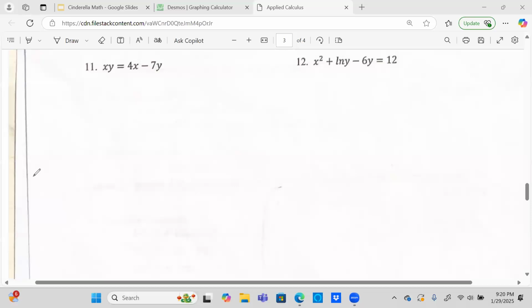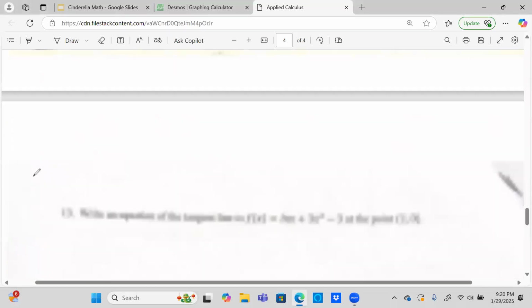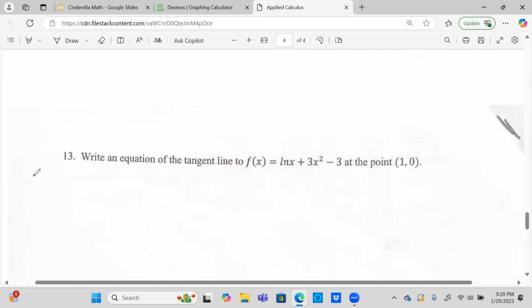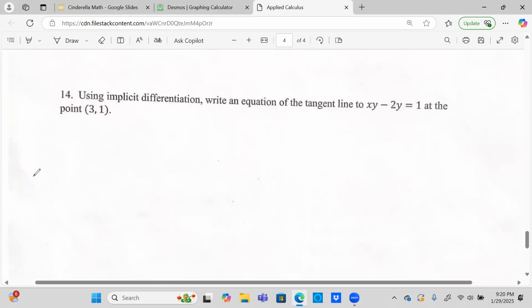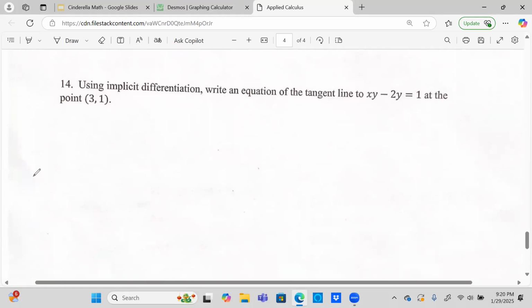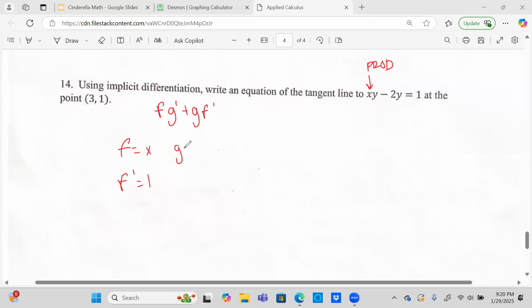All right, and now I just have a few more where we're going to still do implicit differentiation, or actually this one's not. I'm going to keep to the topic of the video. We're still going to do implicit differentiation, and we're going to use that to write the equation of the tangent line. Okay, so we will need product rule right here on this number 14. I'm going to do product rule, which is f g prime plus g f prime, where our f is x, so the derivative is 1. G is y, so the derivative is 1 with respect to y, dy.